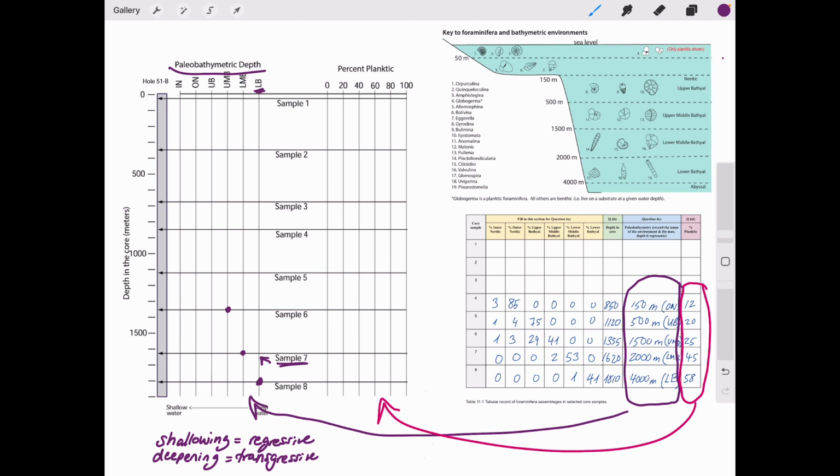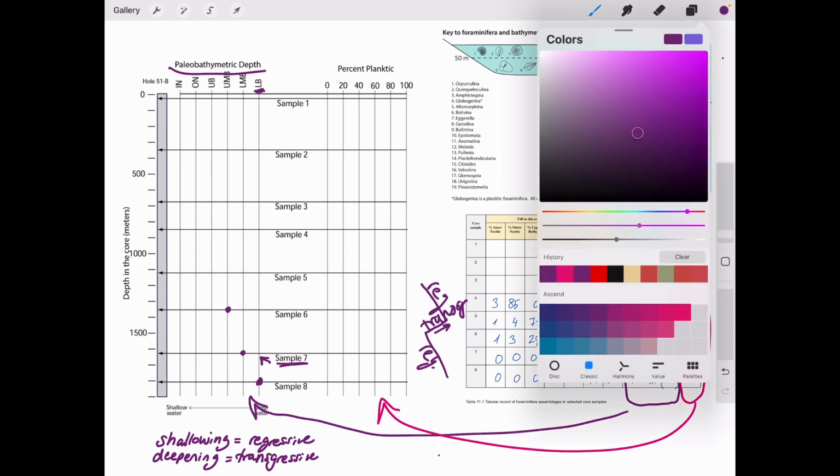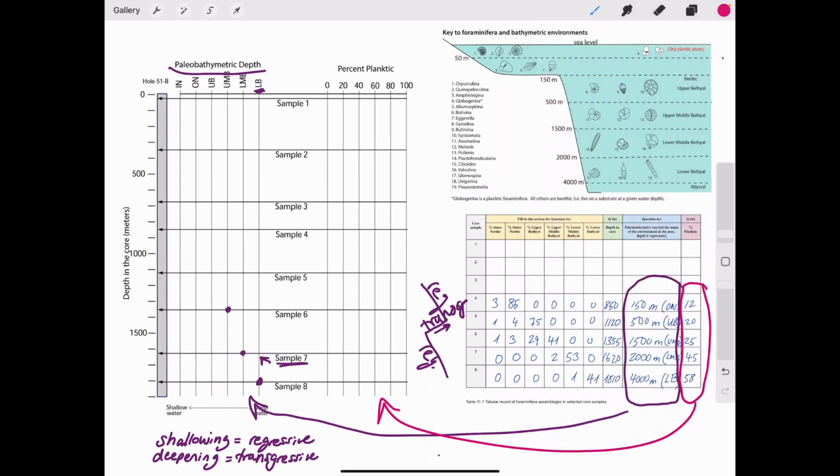And then you might end up with a line that looks like this. Where the ocean is shallowing, that's going to be a regression. So these ones are going to be regression over here and over here. And the deepening is going to be the transgression, which is over here, when they go in this direction. Okay, so then the same thing for the planktic over here.